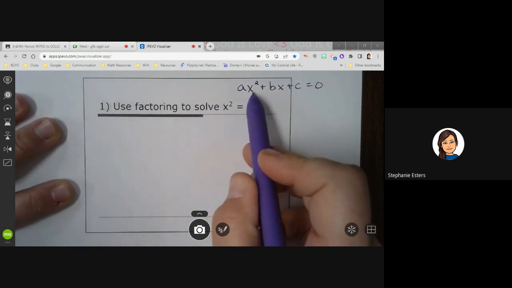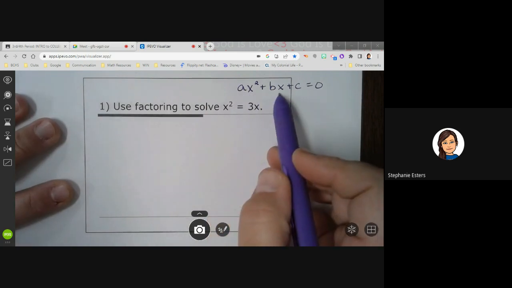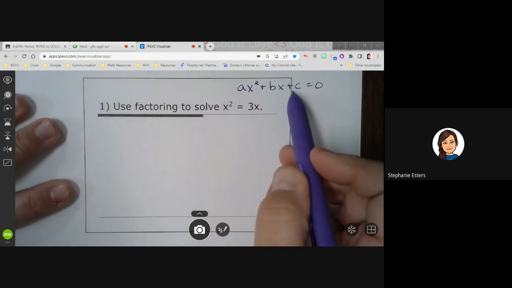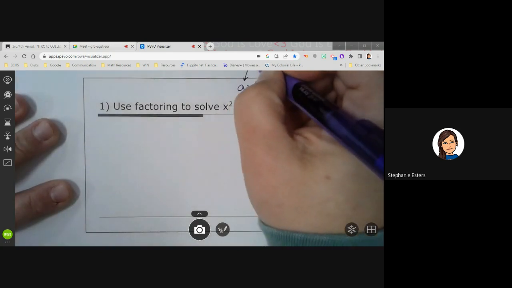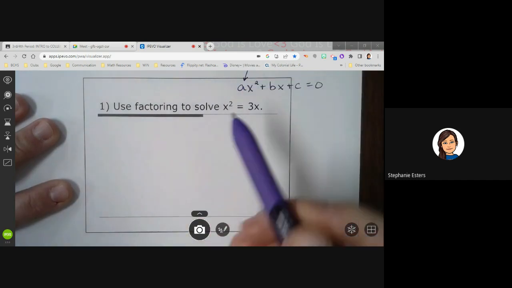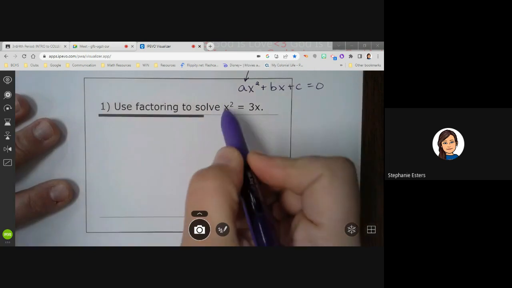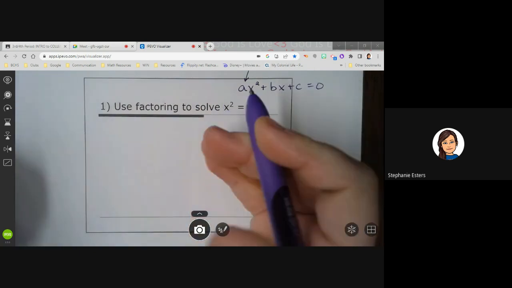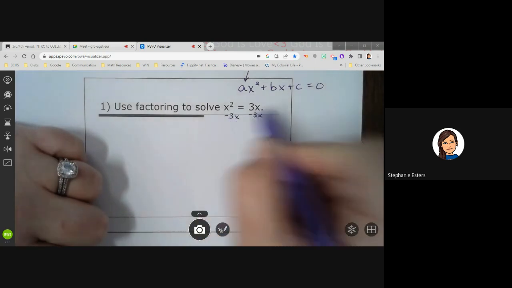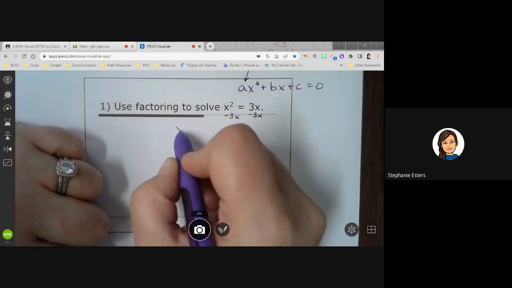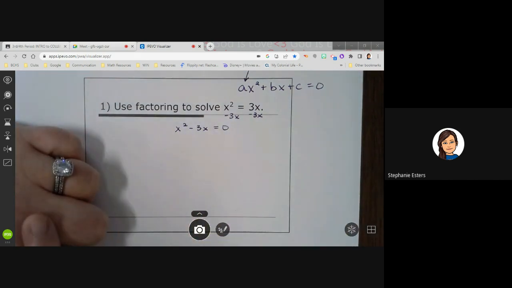Notice that my x squared is first in order, by the way, followed by the x term, and then the constant term. It is also important that this leading coefficient be positive. So if it's negative, the way that your problem is written, you would move everything to the other side of the equation. Since this x squared coefficient is positive, we want to bring everything to it. So we're going to start by subtracting the 3x. All that does is move it to the other side so that we can essentially rewrite our problem as x squared minus 3x equals 0.